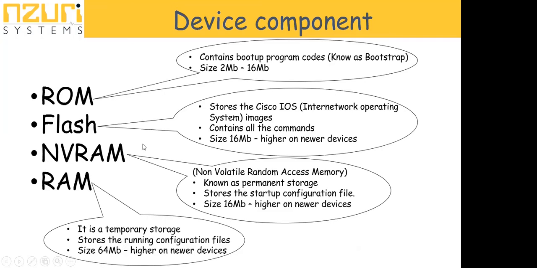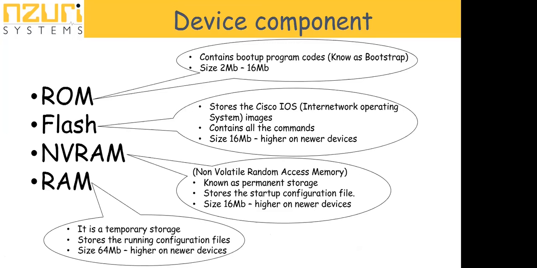Then finally, we have the RAM. So the RAM happens to be a temporary storage area which holds your running configuration files. Okay, just like our PC. When we boot up our PC, the operating system is copied from the hard drive into the RAM. It's the same thing that happens here.